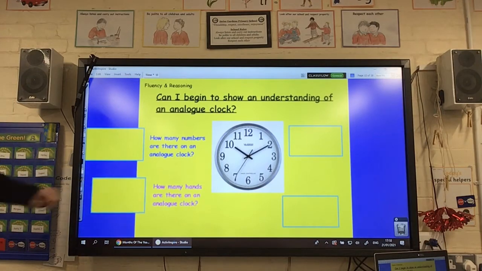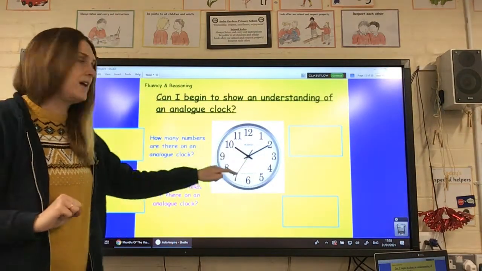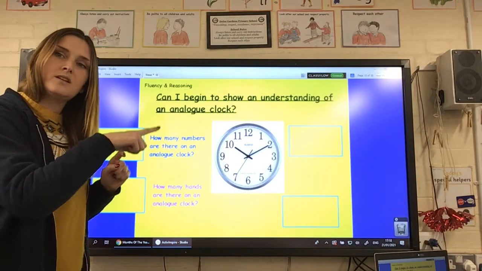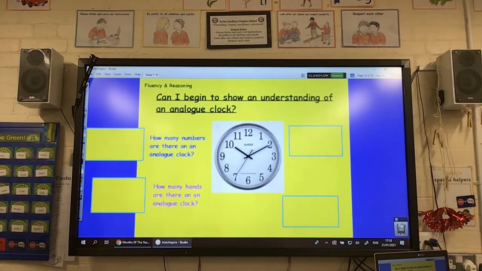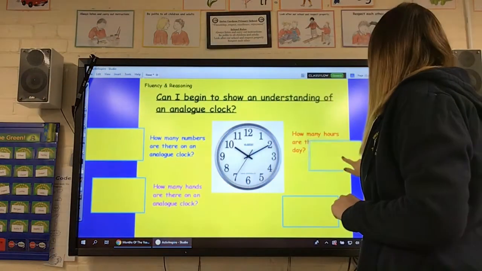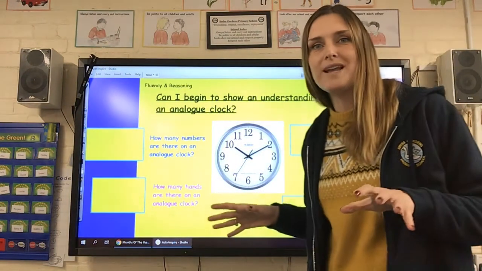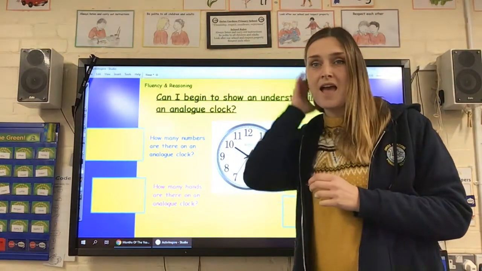Next question. How many hands are there? Now, it's not these hands, not these types of hands. These things here are called hands. So those lines, they move round. They're called hands of a clock. How many can you count? Well done, there are 1, 2, 3. Okay, so we've got 3 hands.